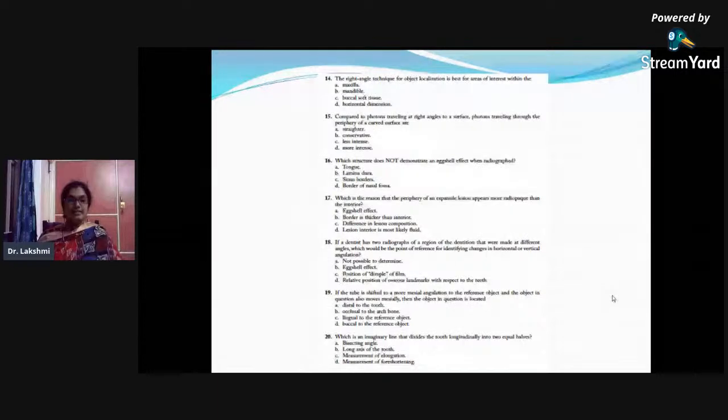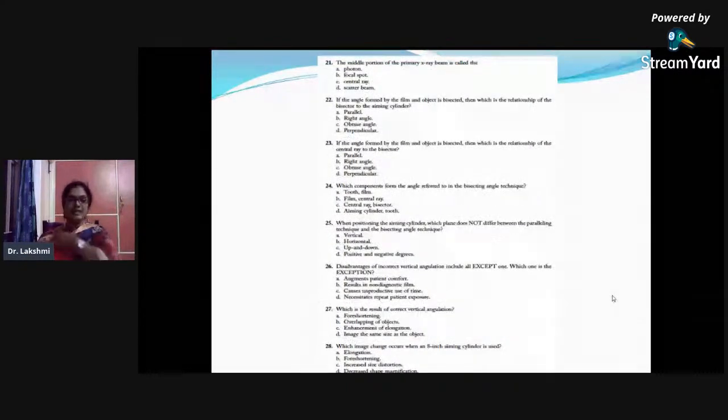20th, which is an imaginary line that divides the tooth longitudinally into two equal halves. The answer is B. This is a long axis of the tooth in the center of the tooth. Okay. Coming to next question. The middle portion of the primary X-ray beam is called as, that is C, central ray. 22nd question. If the angle formed by the film and the object is bisected, then which is the relationship of the bisector to the aiming cylinder? Answer is A, parallel. Okay.